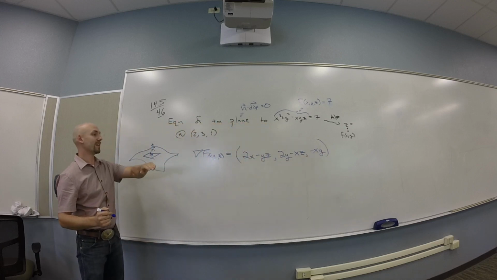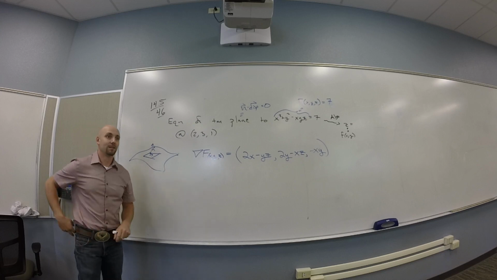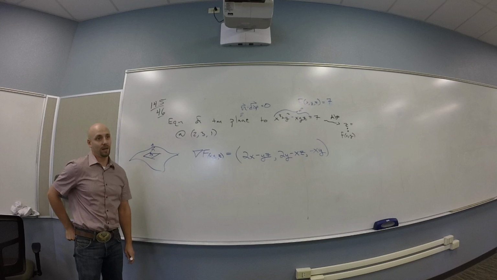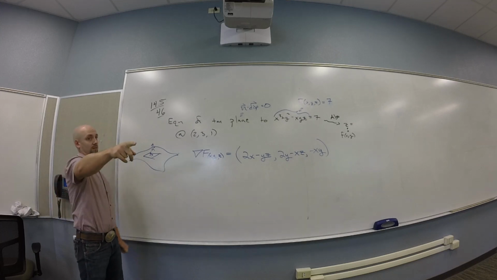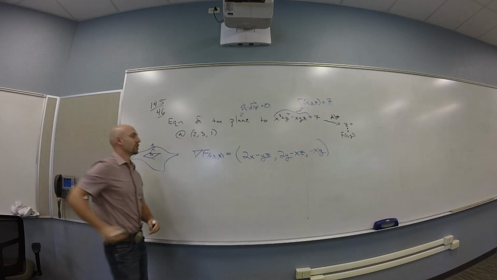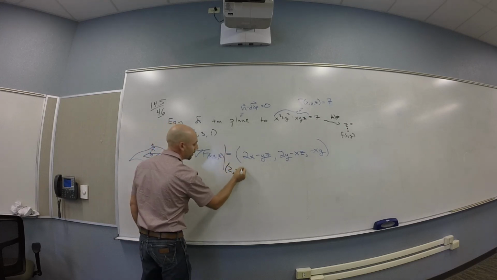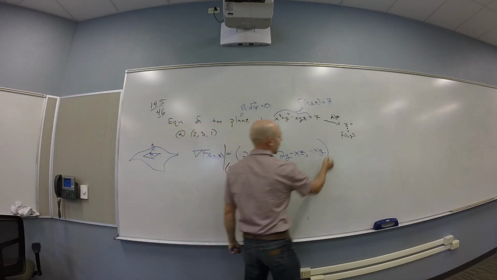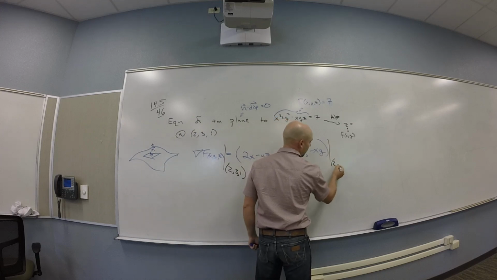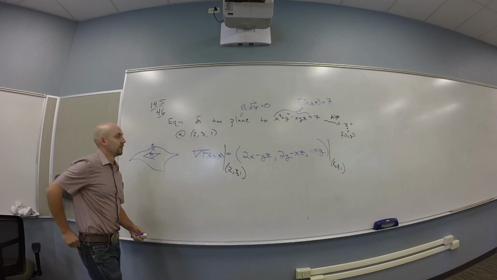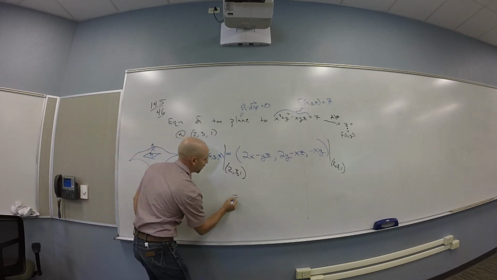Yeah. Okay, so this is the gradient everywhere. But where do I care about that normal vector at? At (2, 3, 1). So let me just evaluate this at (2, 3, 1), and this at (2, 3, 1). And so what do I get?